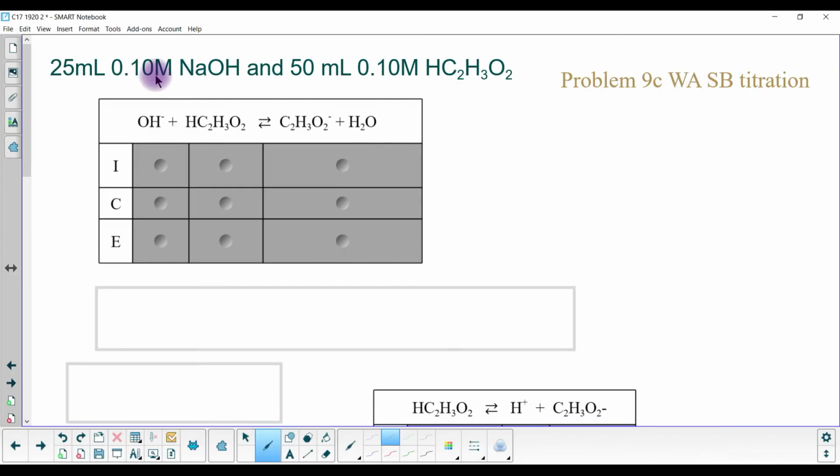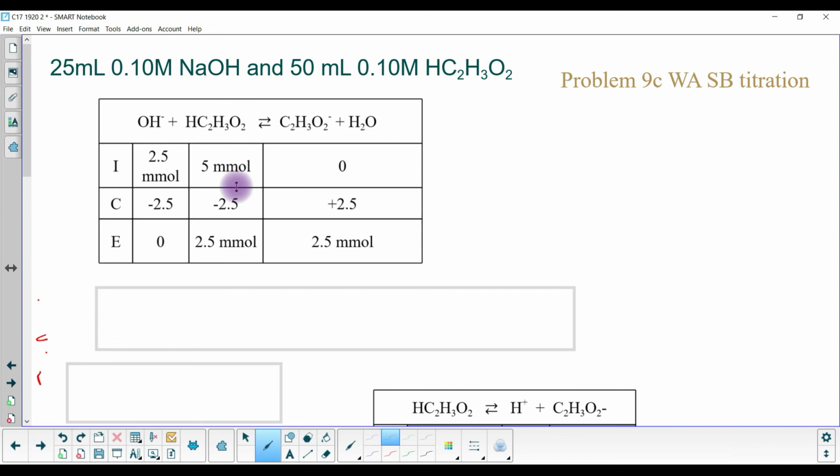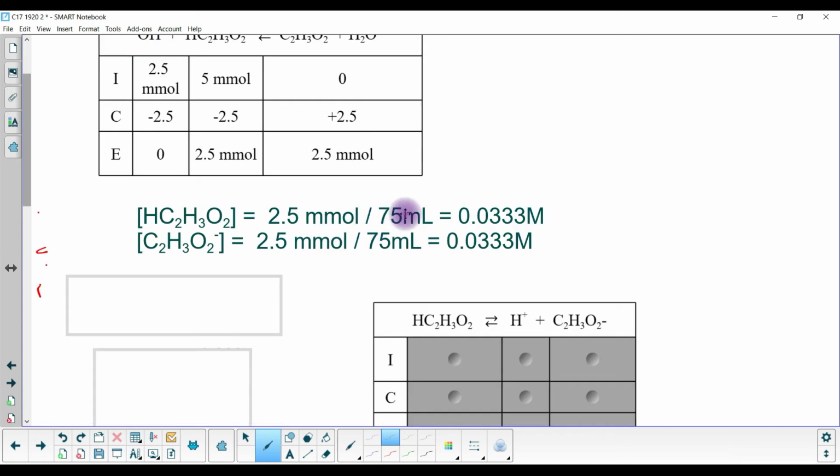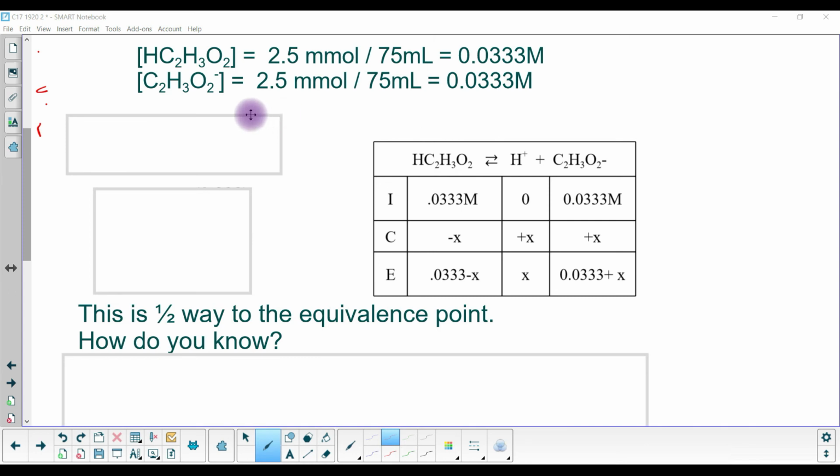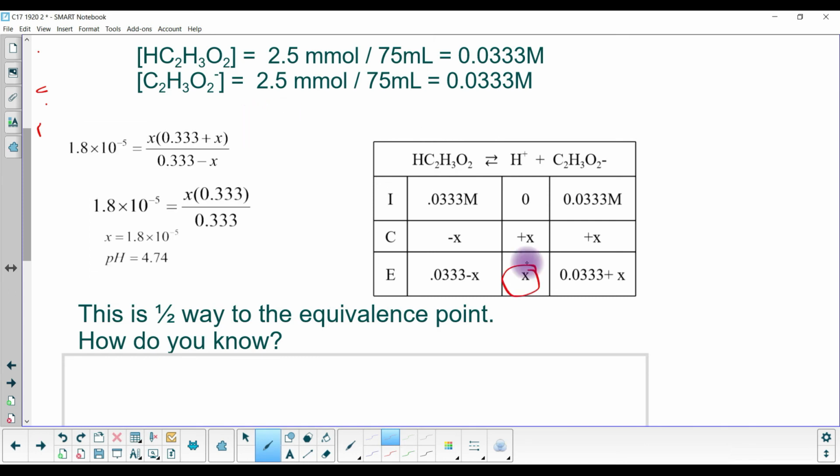At this point in the titration, 25 milliliters of the sodium hydroxide has been added. Again, there are 5 millimoles of the acetic acid. This time, 2.5 millimoles of hydroxide. Taking the smallest one and subtracting, there is 2.5 millimoles of acetic acid left in the solution, and there is 2.5 millimoles of the acetate ion. Dividing both of them by the 75 milliliters, the total added so far, gives the molarity. That leads to the second part of the problem. Taking those values and plugging them into the equilibrium expression allows me to calculate the pH.